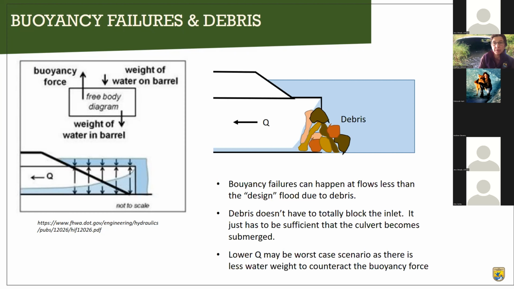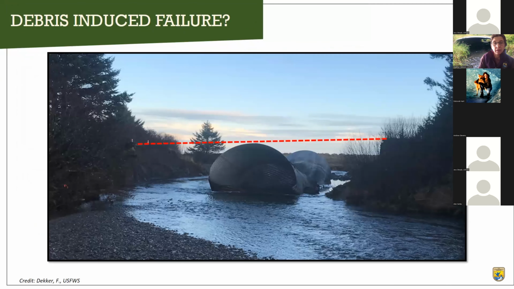And I want to thank Bill Spencer at HDR who called my attention to this. They have definitely seen this in their analysis. This culvert in Kodiak failed at less than the design flood. It's actually the culvert that Fish and Wildlife Service helped fund. It was about 50% of bankfull width.